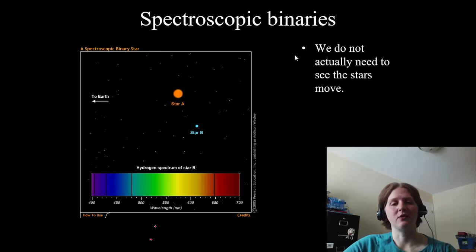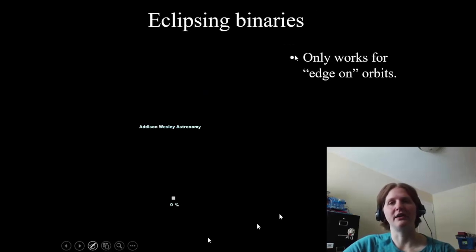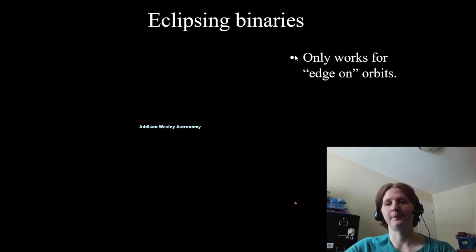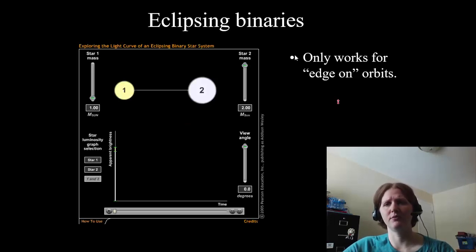The third category of binary is called an eclipsing binary. And we say that this only works for edge-on orbits. So let me introduce edge-on and face-on.